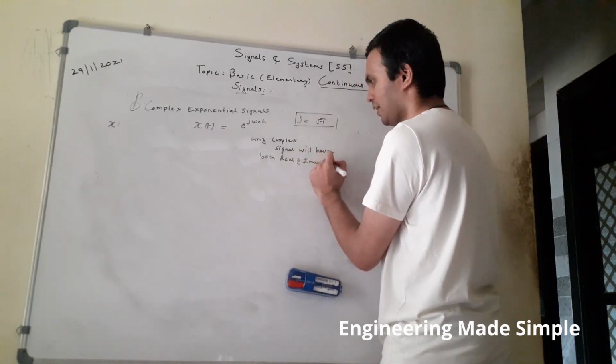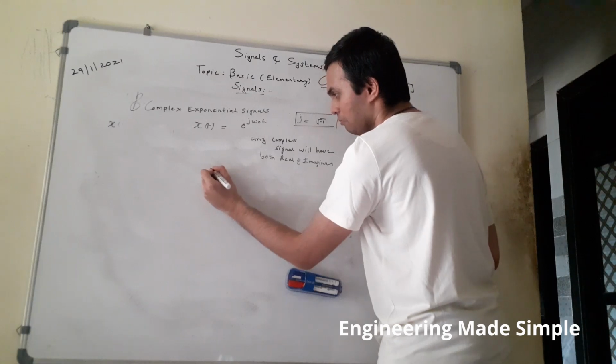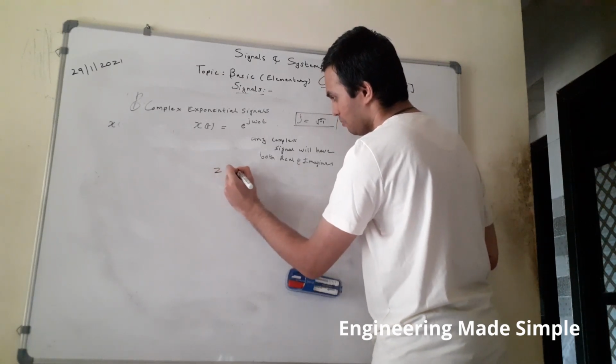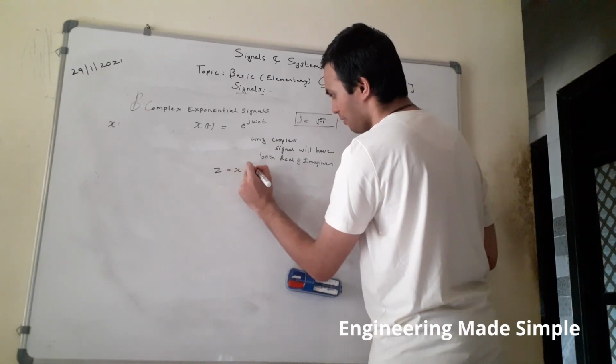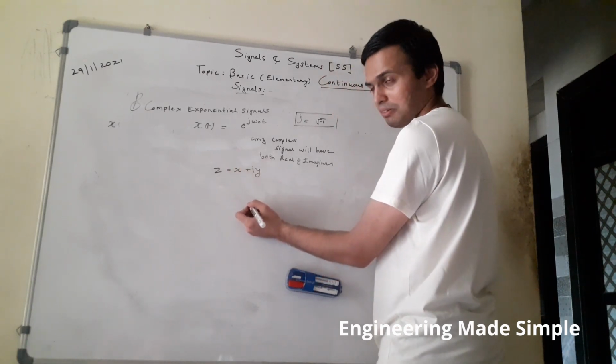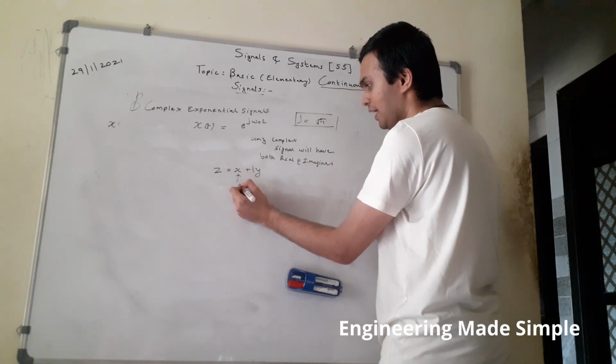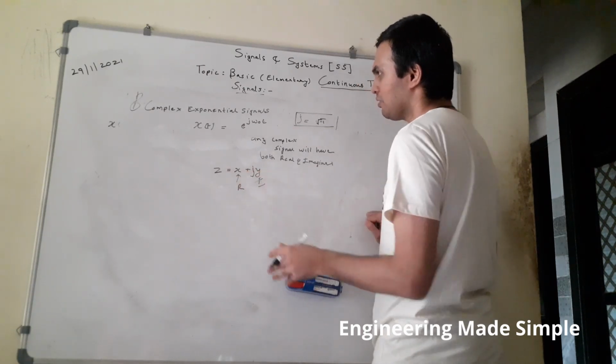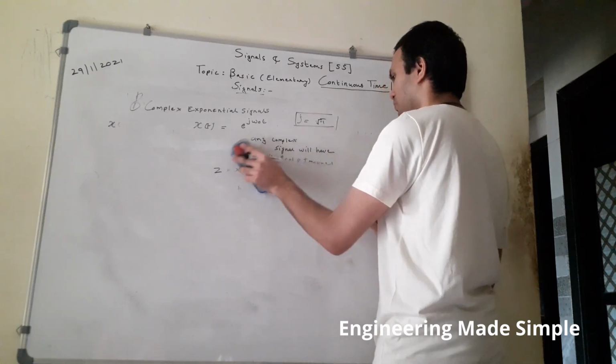Remember when you studied complex numbers in your earlier standard, a complex number was denoted by z is equal to x plus iy. This was your real part, and whatever was with j or i was your imaginary part. The same is the case with complex exponential signals also.